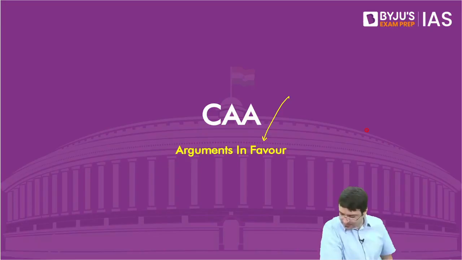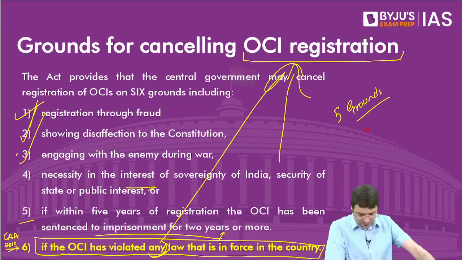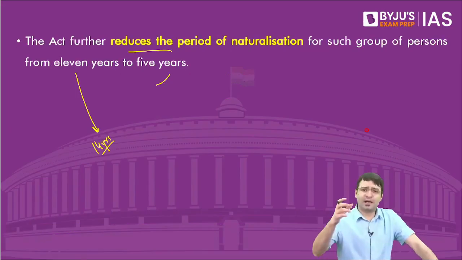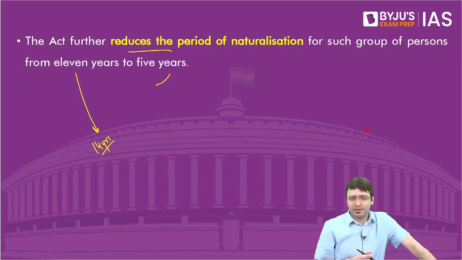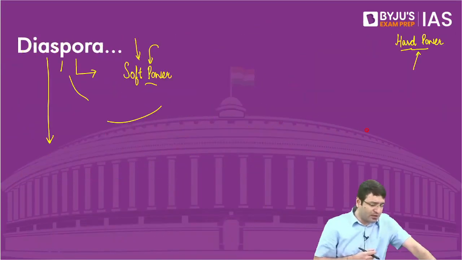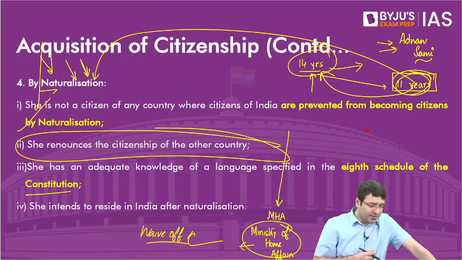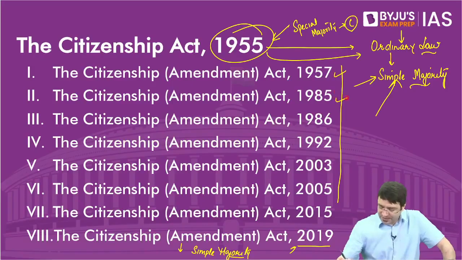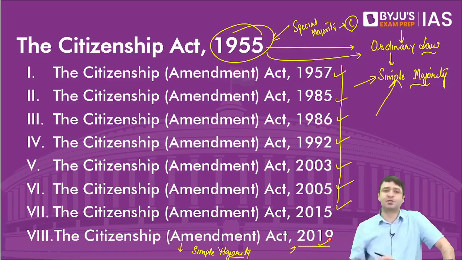Sir, in the last slide, it is CA 2015. Where is CA 2015? CA 2015 is when the OCI card and PIO scheme were merged. That was done through the Citizenship Amendment Act, which was passed in 2015. Because that's what I told you right at the start. The Citizenship Act has been amended multiple times: in 57, 85, 86, 92, 2003, 2005, 2015, and the last one was in 2019.